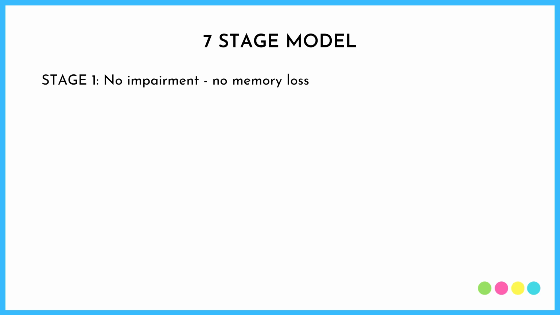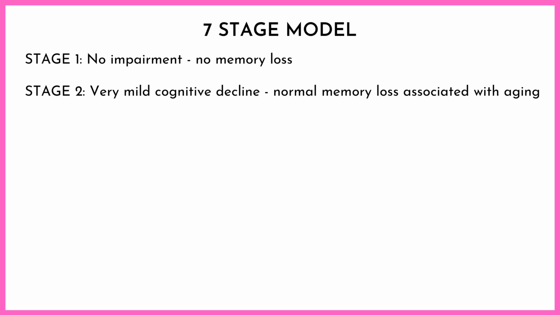Now, in this next staging model, it's the 7-stage model of dementia. This one caregivers seem to like better because it's more detailed and there's more stages that you get to kind of watch your loved one go through. And I'll just break down each stage briefly here. So in stage 1, this is where there's no impairment and no memory loss. Stage 2, very mild cognitive decline. This is basically normal memory loss with aging.